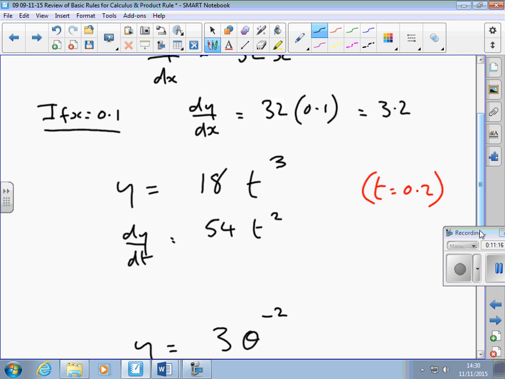Okay. And now I let t equal 0.2. So dy by dt equals 54 times 0.2 squared. And then I get my calculator out and work out what that is. And it tells me what the gradient of that function is at that point. A very powerful thing. If you're thinking about moving objects and you want to know the rate at which they're changing, what speed they're going at that point, for example, or what's the change in voltage.